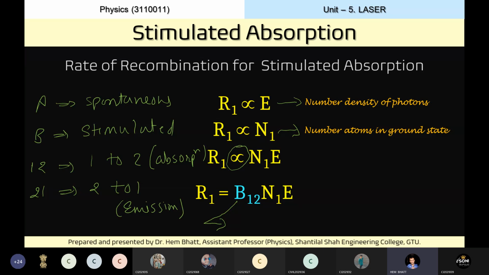So B12 is for what? Stimulated or spontaneous? B is for stimulated. 1 to 2, is it absorption or emission? Absorption. So B12 is which coefficient? Stimulated absorption. So B12 is Einstein's coefficient of stimulated absorption. I want you to write down this in your book. Write it in your notebook in 2 minutes.